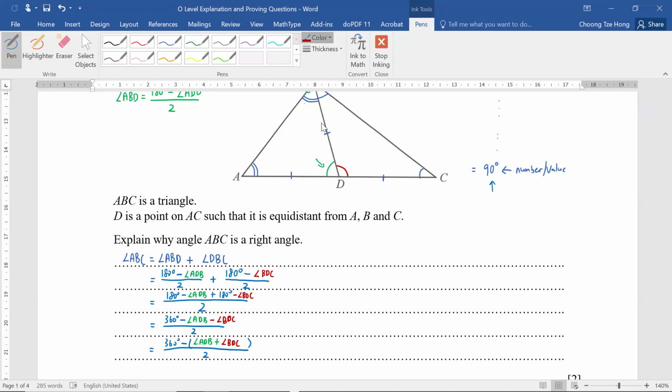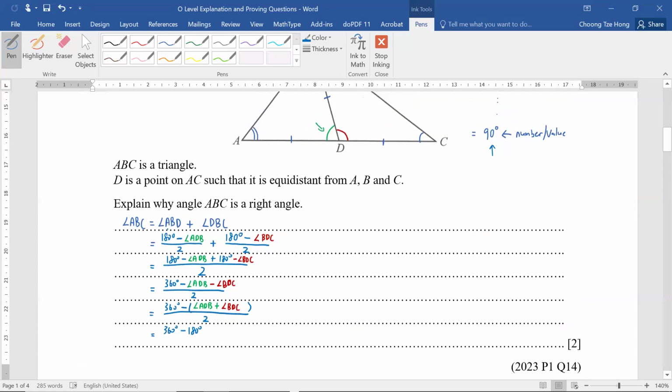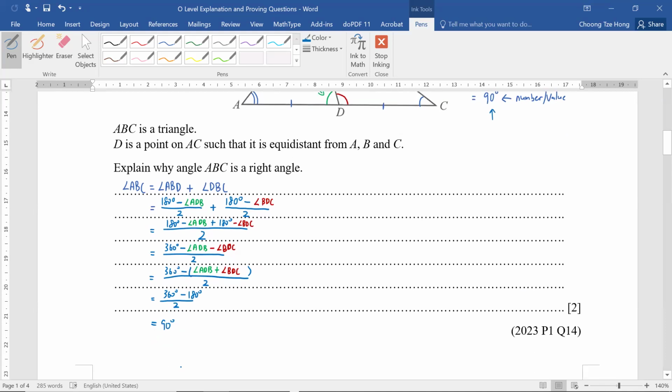So in other words, what we are going to get will be 360 minus 180, because the green and the red angle added together is 180, divided by 2. So 360 minus 180 will give you 180. Divided by 2, you will get 90 degrees, which is what you are required to explain.